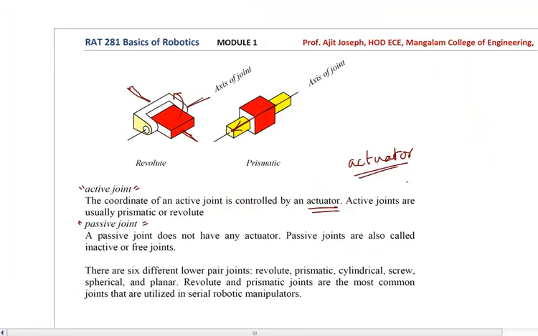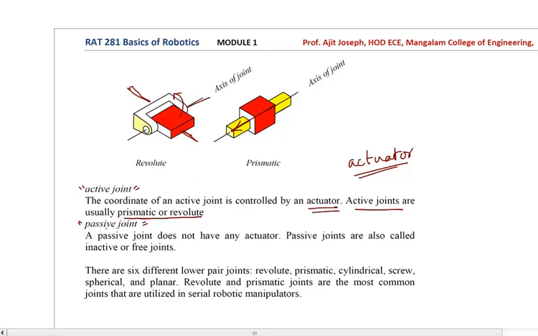It's controlled by an actuator. Actuator means a motor or something that gives power to that joint. That is called an actuator. So when you have a joint which is controlled by an actuator, you call it an active joint. And the active joints are mostly prismatic or revolute, either of the two. So you might be asking, what are the other kinds of joints? There are other kinds of joints that we are coming to next.